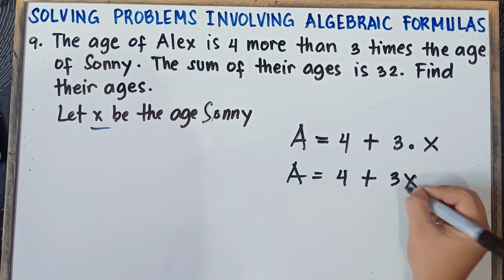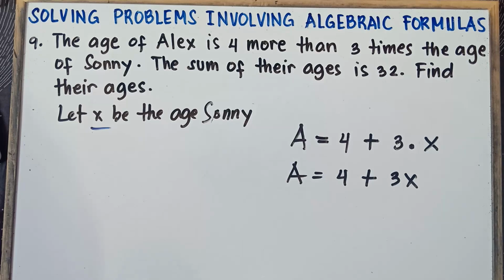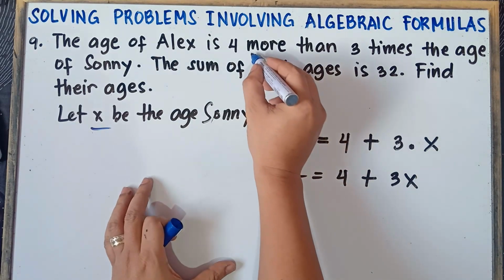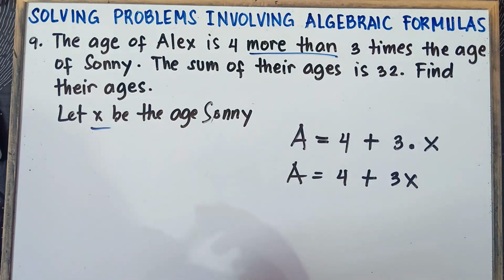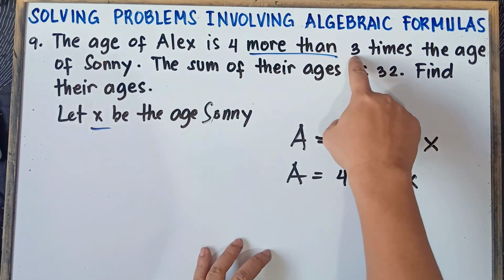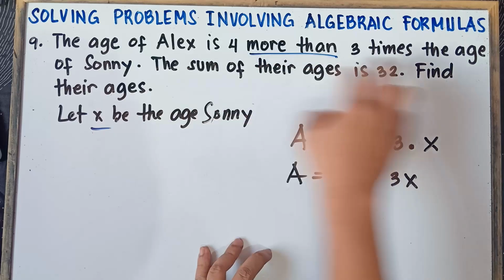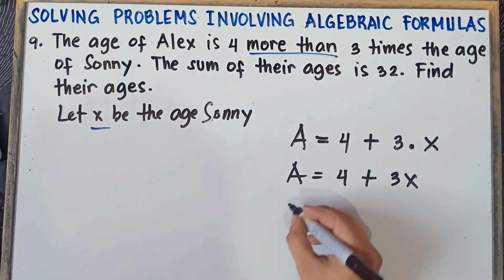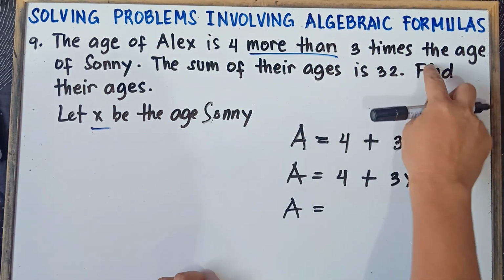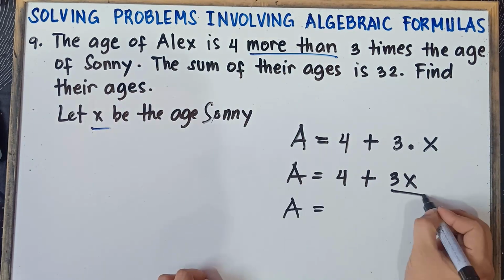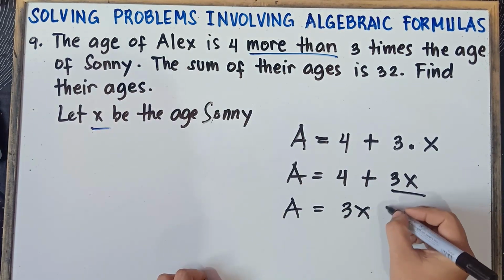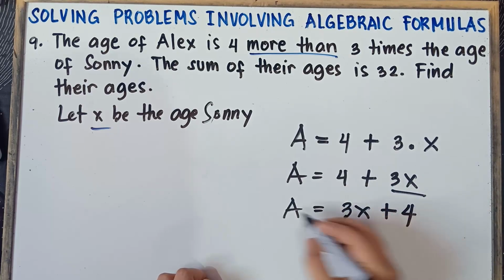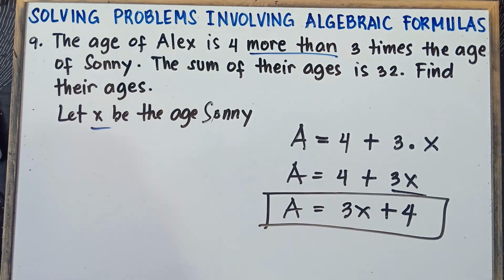That would be 3X. Now, since you have this word "more than," once again, class, we do it reverse. This 3 times the age of Sonny comes first. So this will be Alex equals, this 3 times the age of Sonny comes first. 3X comes first. Copy plus sign and then copy 4. It should be 3X plus 4.